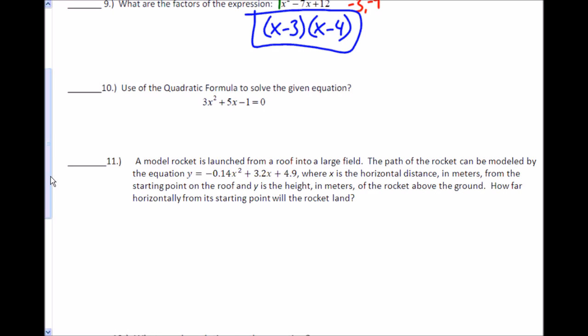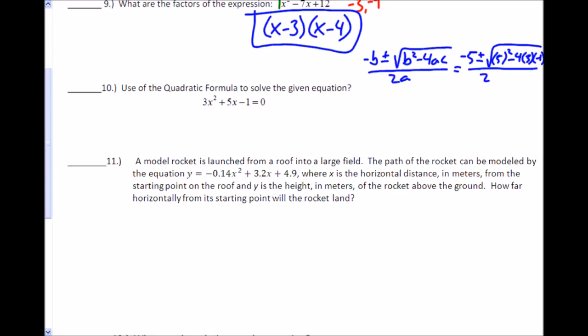Number 10, it says to use the quadratic formula to solve the given equation. So if I'm going to use the quadratic formula here, the quadratic formula is opposite of b plus or minus the square root of b squared minus 4ac all over 2a. And I just have to plug this in. B is the 5, so opposite of that is a -5 plus or minus the square root of 5 squared minus 4 times a, which is 3, times c, which is a -1, all over 2 times a, which is the 3. I'm going to bring that down here.